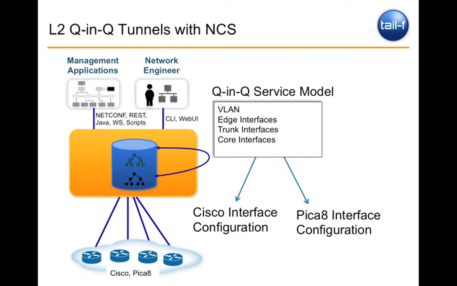Hello, this demonstration will show how to use NCS to set up layer 2 Q-in-Q tunnels. In the network, I have a mix of Cisco and Pika 8 switches. In order to provide Q-in-Q tunnels across those two vendors, we have specified a generic Q-in-Q service model where the network engineer gives the VLANs, the edge, trunk and core interfaces as part of the service model. The NCS will then calculate the underlying device modifications and apply those transaction safe to the switches.